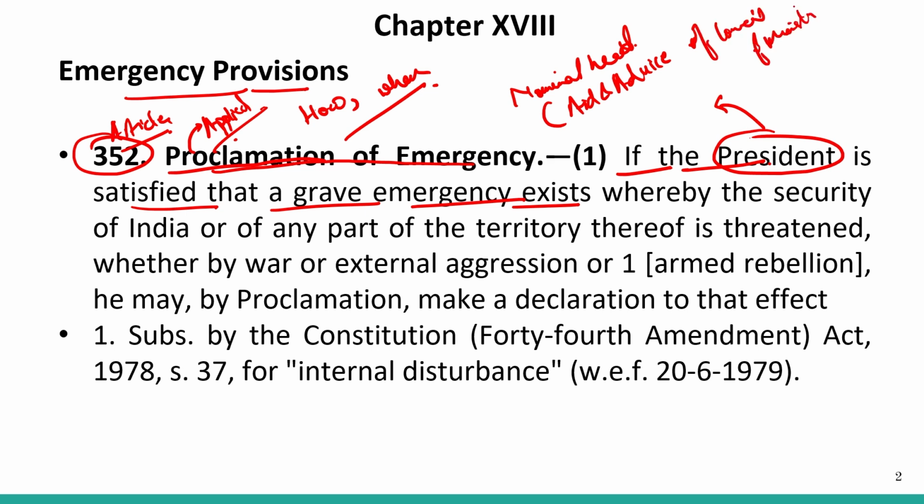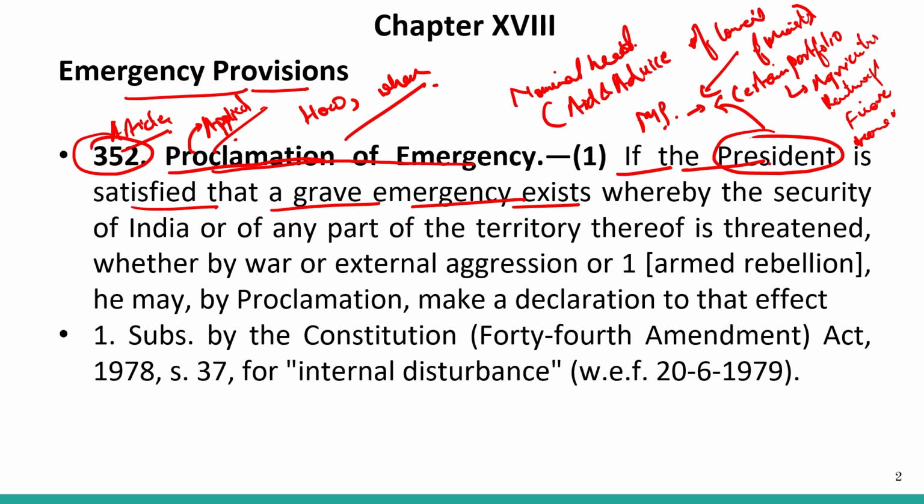And Council of Ministers are whom? Our Council of Ministers are those ministers who are members of parliament who have been given certain portfolios, whether it be agriculture, railways, finance, home ministry, etc. And once they have provided that aid and assistance to the president, and the president is satisfied by the aid and advice of the Council of Ministers that there is a grave emergency.